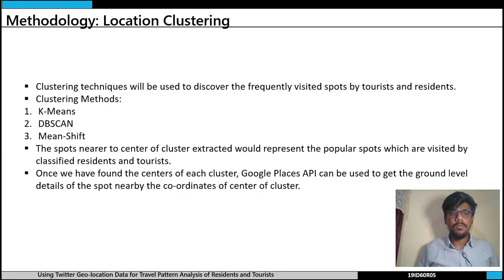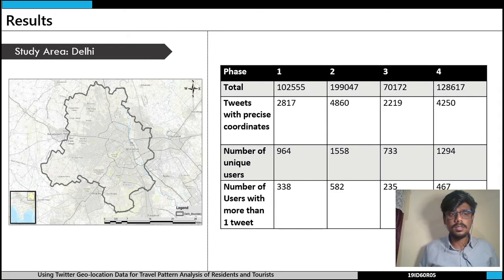The second part of the methodology is location clustering. Why location clustering? To see frequently visited spots by tourists and residents. The spots nearer to the center of the extracted clusters would represent the popular spots which are visited by classified residents and tourists. For this, I used k-means, DBSCAN, and mean shift results.